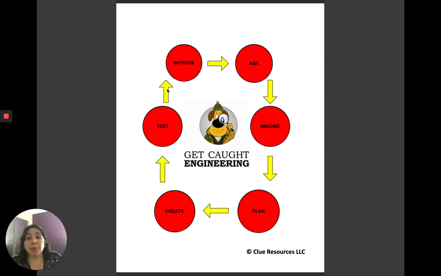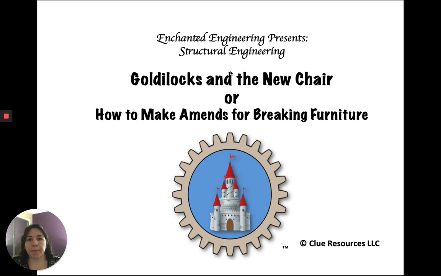Finally, we make improvements. We make our design better based on how the tests went. We have to go back and ask questions about the problem that we needed to solve. Did our design include all of the requirements? Was it strong enough? By asking these questions, we start the engineering design process again. Let's get started.